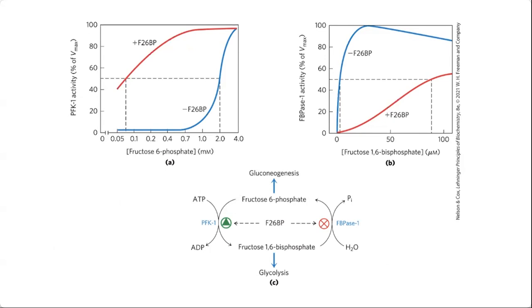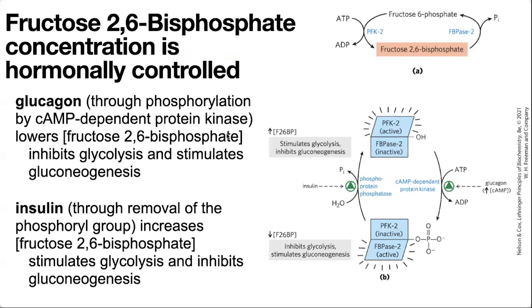And so it turns out that basically what can happen is that the making of this F26BP is done by this really cool enzyme that's actually 2 parts, or it's bifunctional. So it's got a phosphatase domain and a kinase domain in the same protein. It's really cool. So basically it has this kinase domain that's going to take fructose 6-phosphate, phosphorylate it to give you fructose 2,6-bisphosphate. And then it has a phosphatase domain, which is going to take fructose 2,6-bisphosphate and dephosphorylate it to give you fructose 6-phosphate.